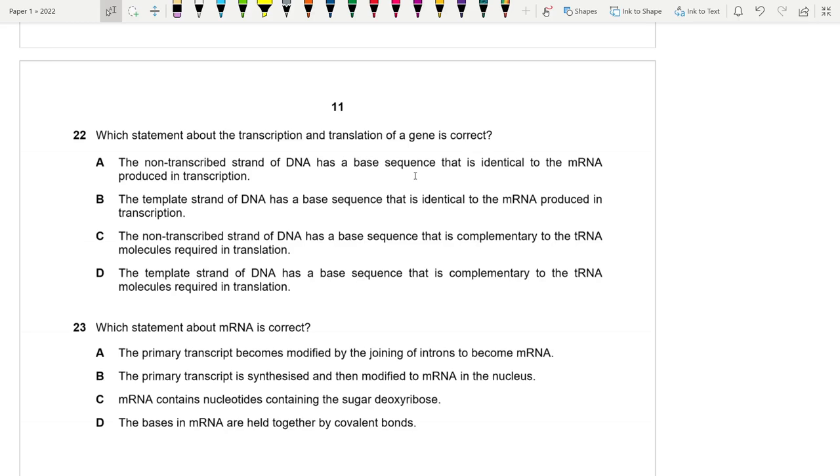The template strand of DNA has a base sequence that is identical to the mRNA produced in transcription. It's complementary, okay, but not identical. And it does not have uracil. The non-transcribed strand of DNA has a base sequence that is complementary to the tRNA molecules required in translation. Okay, this is the word. So identical is a no-go. It's between C and D.